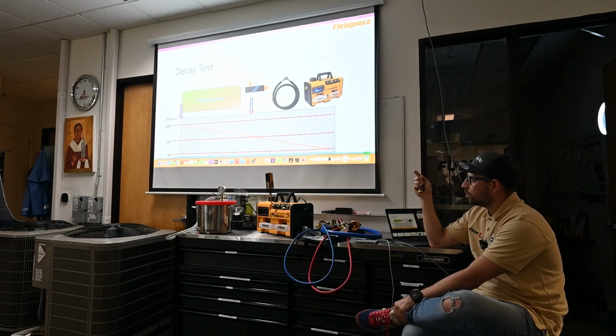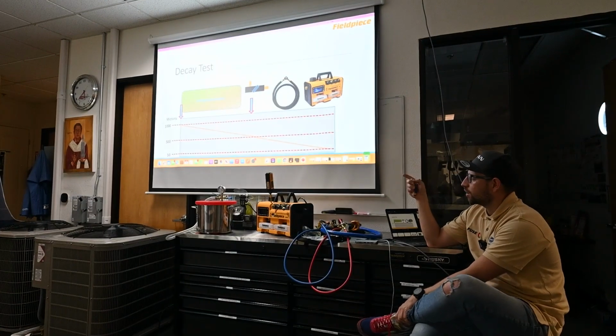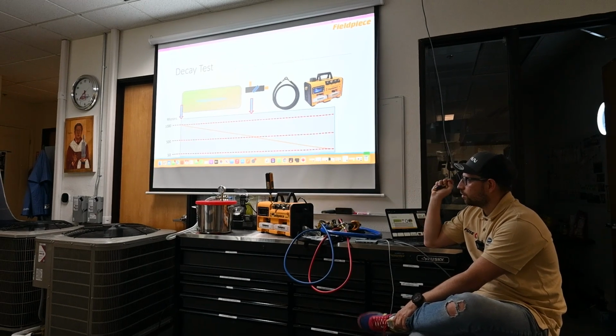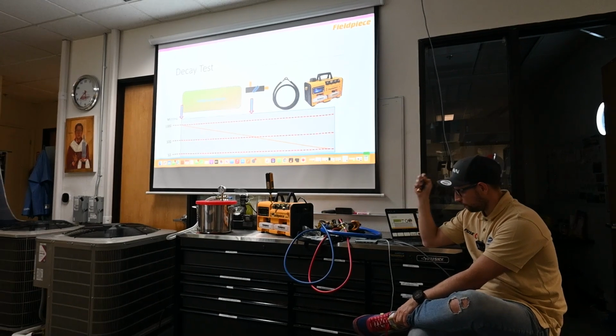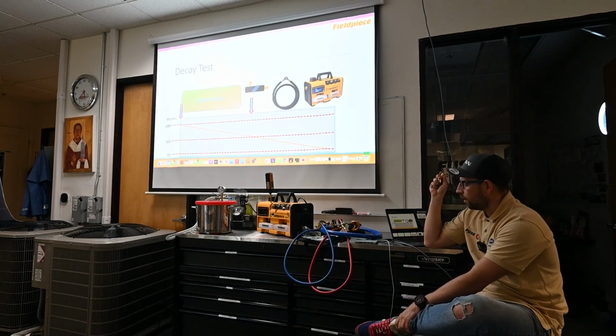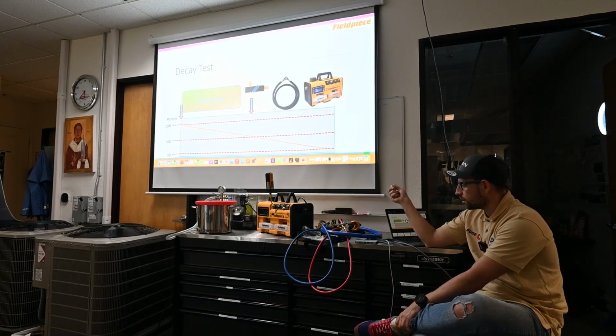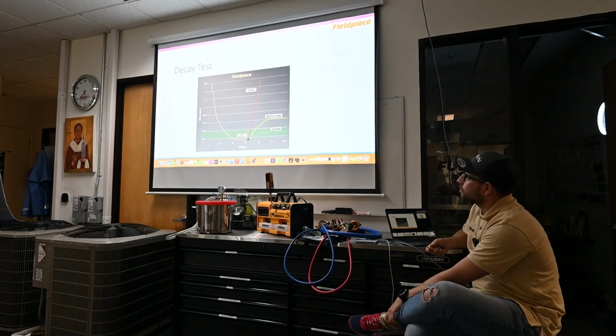microns cannot increase more than 1000. If microns increase more than 1000, there is a lot of moisture in the system, or the system has a leak. It may be a leak from any connection of gauges, hoses, or the system itself has a leak. Decay test. Take a look.